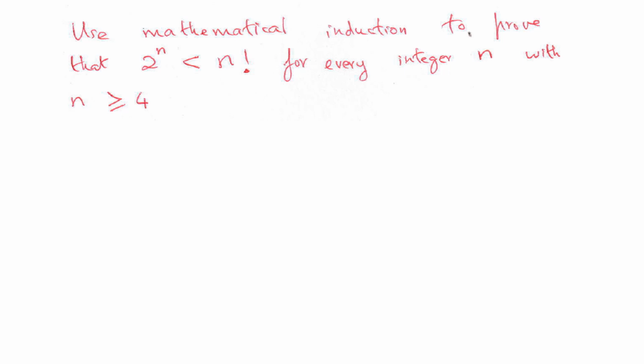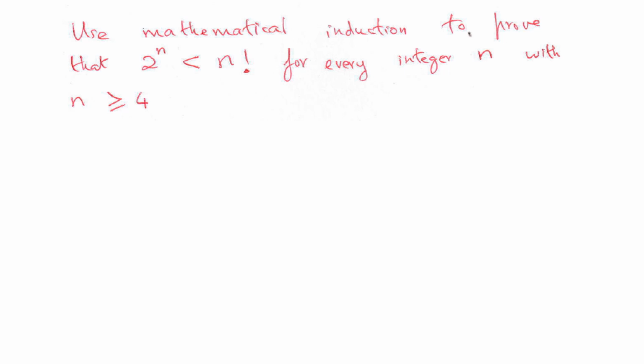So this is the third question. Use mathematical induction to prove that 2 to the power n less than n factorial for every integer n with n greater than or equal to 4. Now if you analyze this problem, only when n is greater than or equal to 4, that equation 2 to the power n less than n factorial is valid.